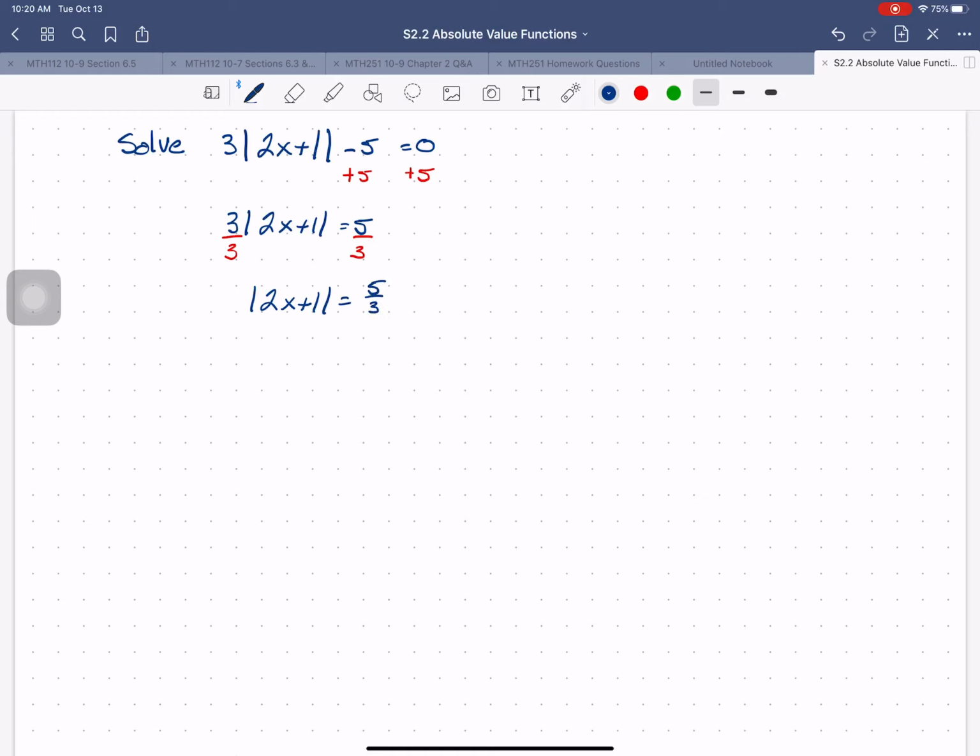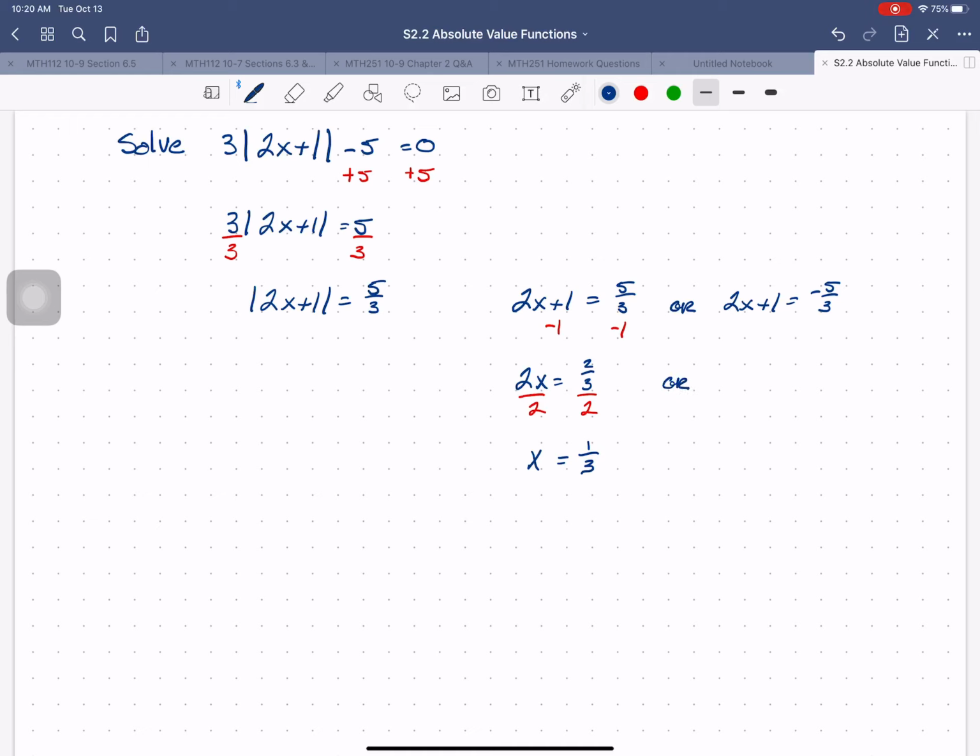So I've got something inside an absolute value equals a positive number. So this means that 2x plus 1 equals 5/3, or 2x plus 1 equals negative 5/3. Let's work the left-hand equation first. Subtract 1 from both sides. You get 2x equals, so 5/3 minus 1 is 5/3 minus 3/3 is 2/3. Divide through by 2, and we get x equals 1/3.